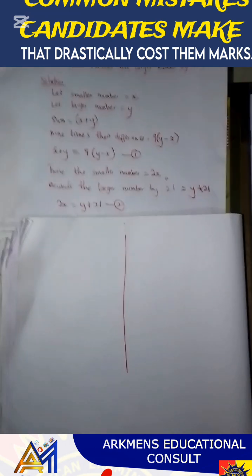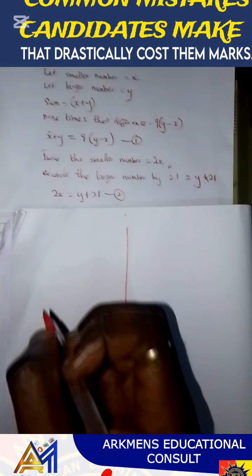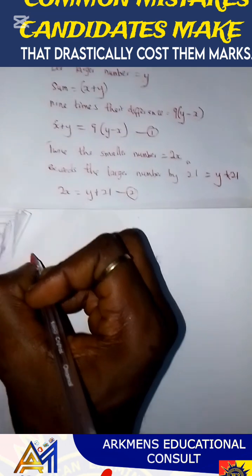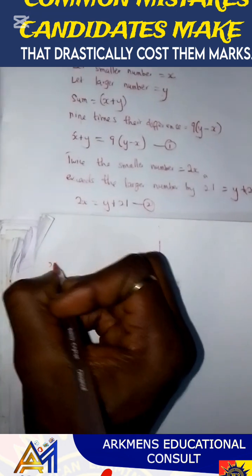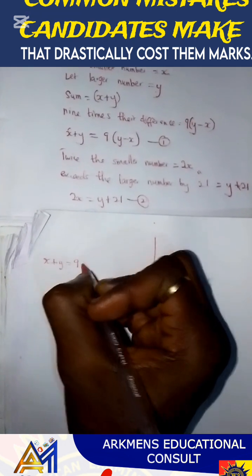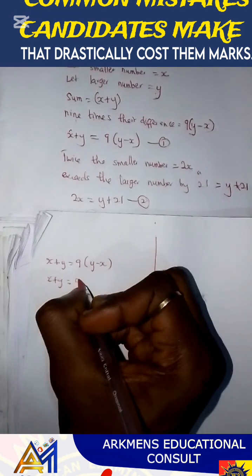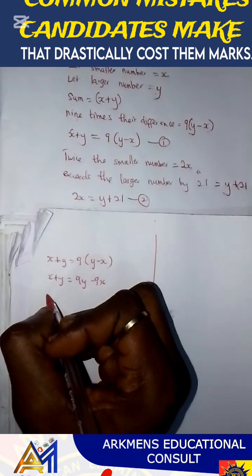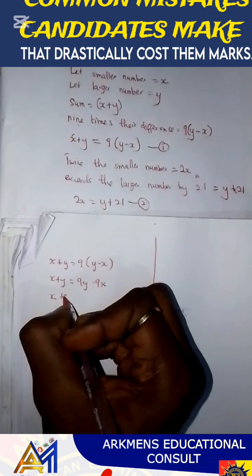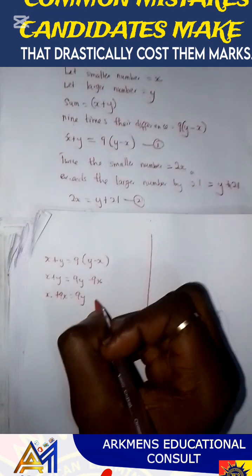So now let's see how we can solve it, since we have now identified our two equations. Let's write our first equation down, which is x plus y is equal to 9 bracket y minus x. So we'll simplify. x plus y is equal to 9y minus 9x. I want to make x the subject first. So x, this one will come here, plus 9x is equal to 9y. This one will move here, minus y.